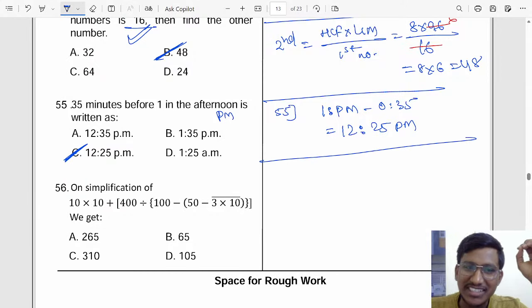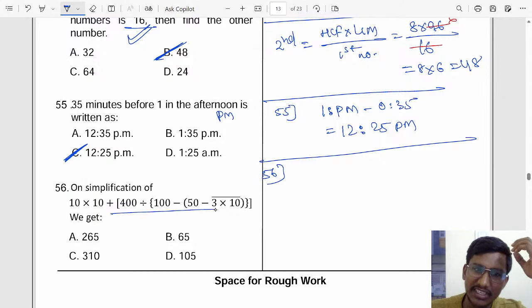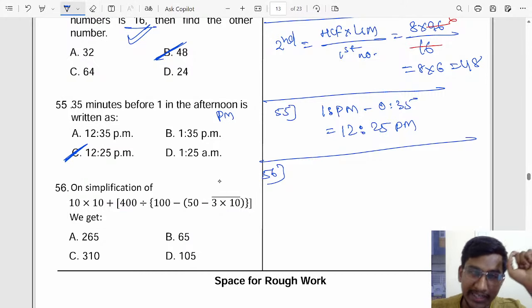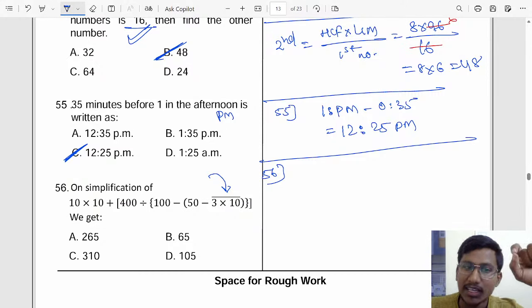So next let us do 56 here, students. So on simplification we get what? So we know the Bodmas rule, so we have to use the Bodmas rule, and in that we have to do the line bracket first, that is Vinculum, then Bodmas. So here I will do it directly. In the exam also you should do it directly.